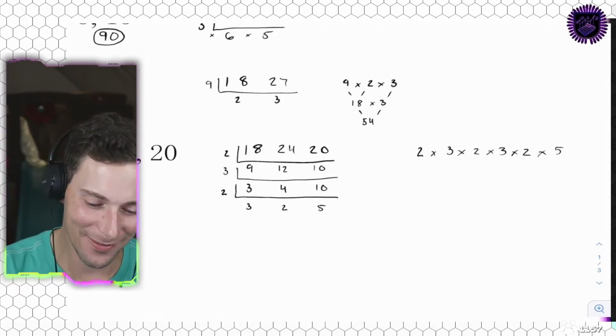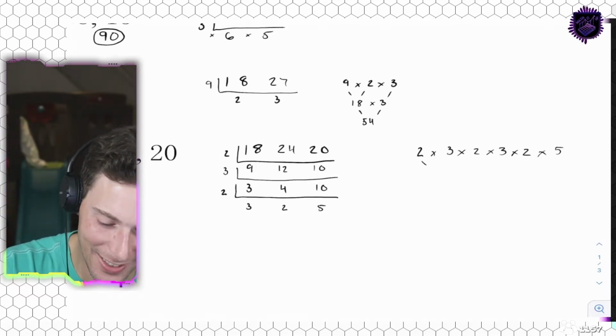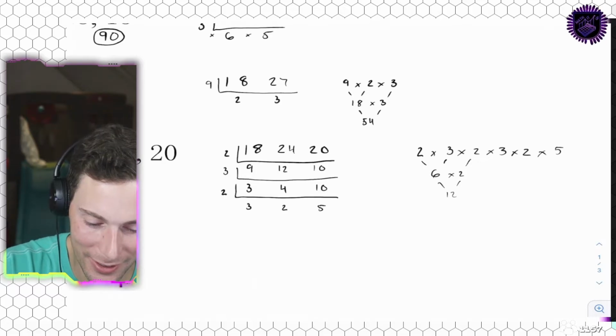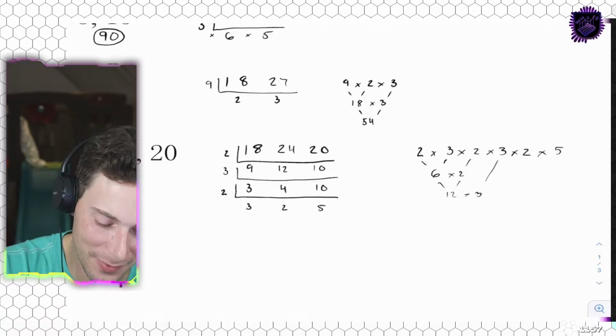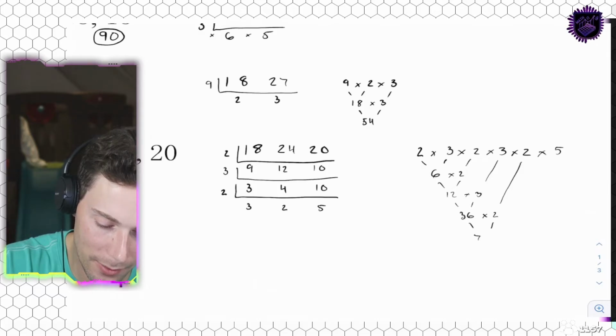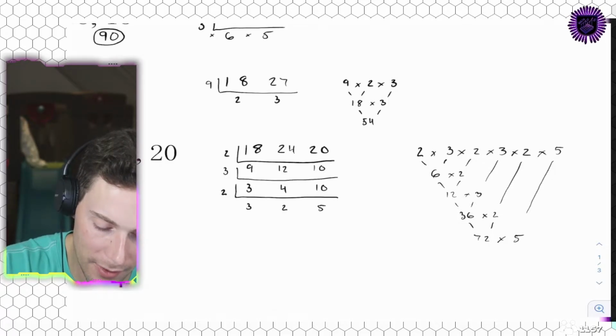Oh my gosh. All right. Show my work here. 6, drop down the 2, 12, drop down the 3, 36, drop down the 2, 72, the biggest one at the end here, times 5.